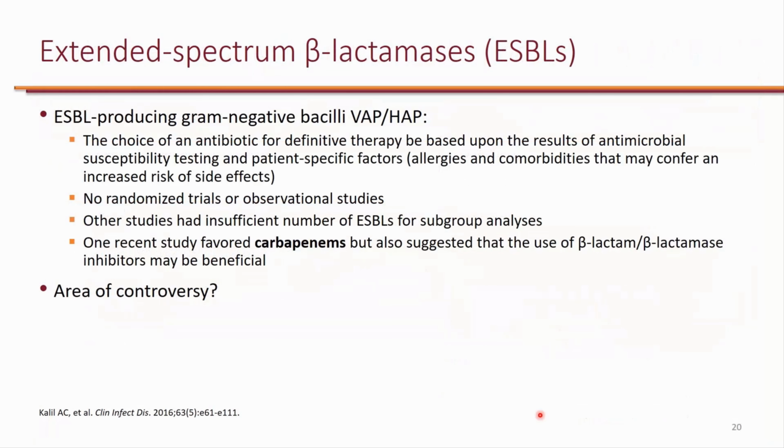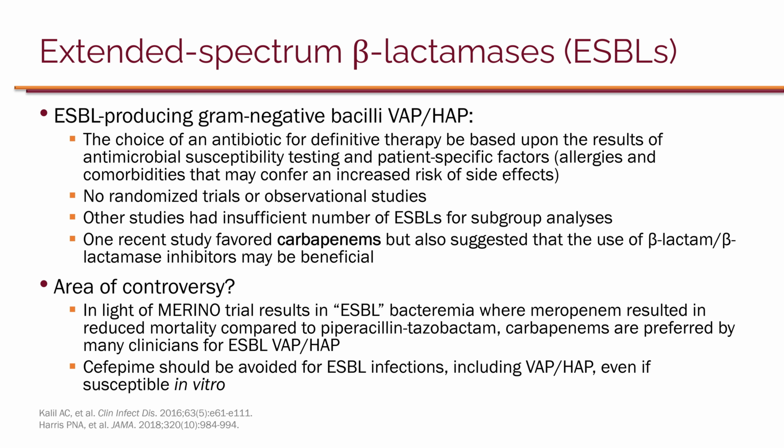And lastly, if you do have an ESBL agent in the lungs, the guideline doesn't make a specific recommendation, so you can use anything that's susceptible. Now, historically, we have said that carbapenems are the drug of choice for ESBLs, and it has been subject to some controversy in recent time. Recently, there was a study, the MERINO study, that showed that when it comes to bacteremia, carbapenems are better than piperacillin-tazobactam because it reduces mortality. So my recommendation is to also use carbapenems for pneumonia. But basically, we have limited data when it comes to pneumonia with ESBLs.